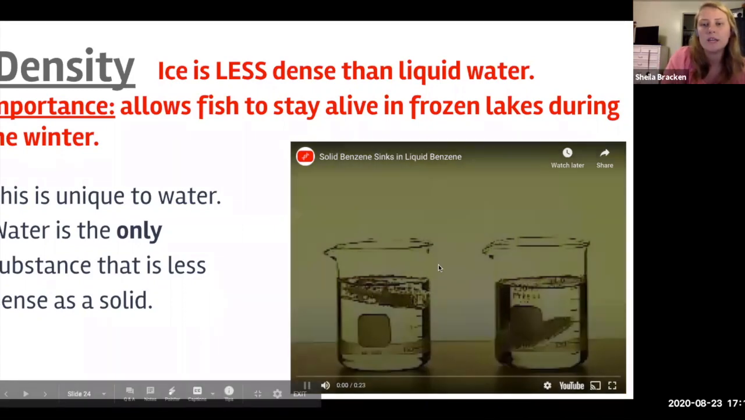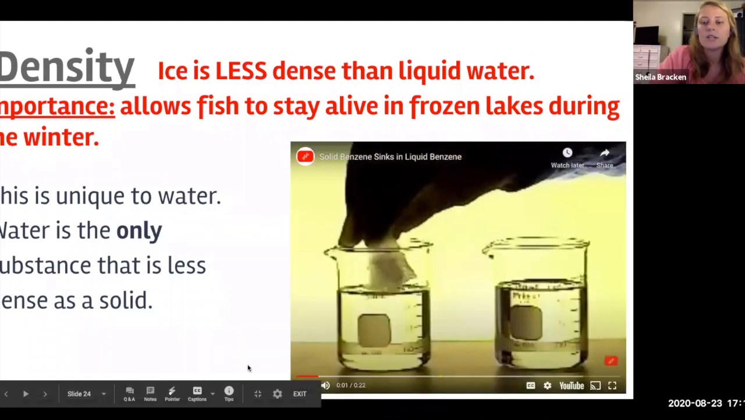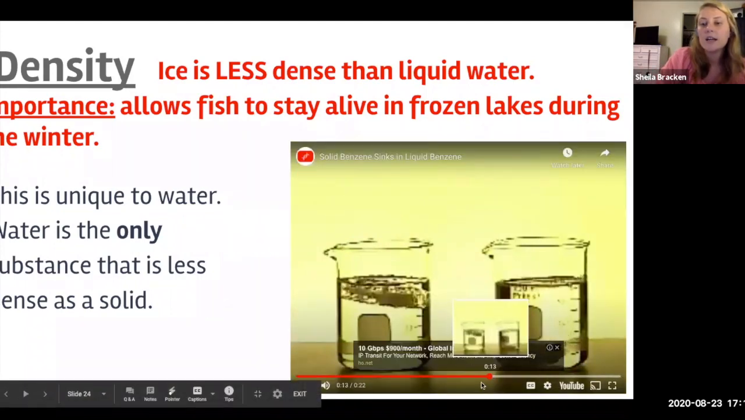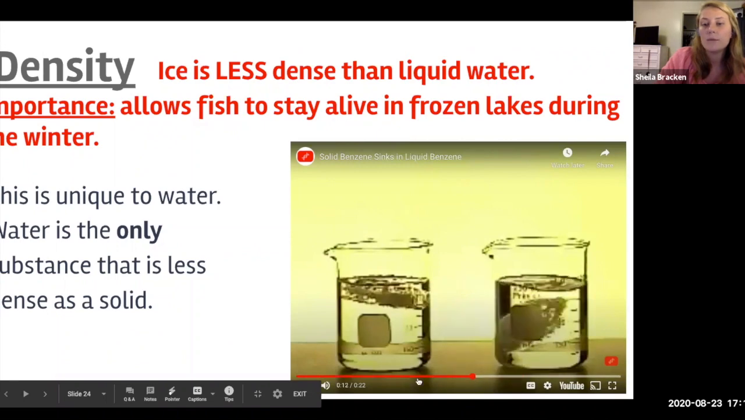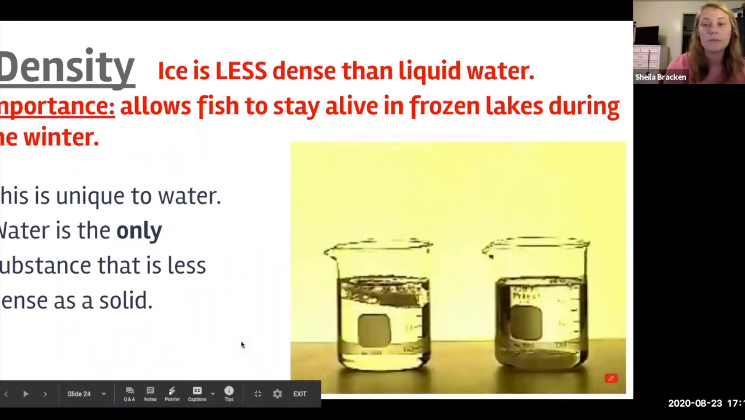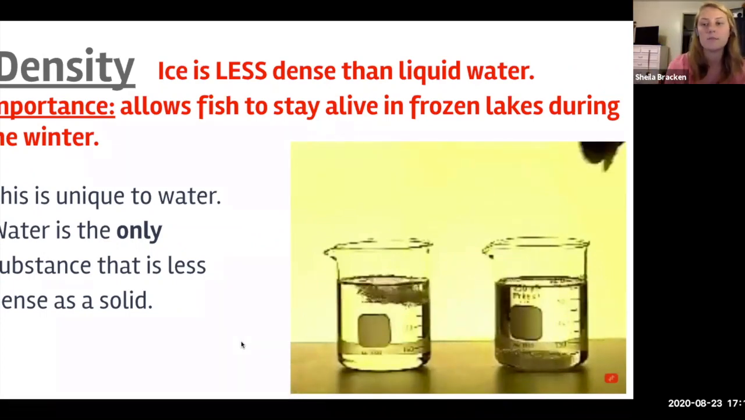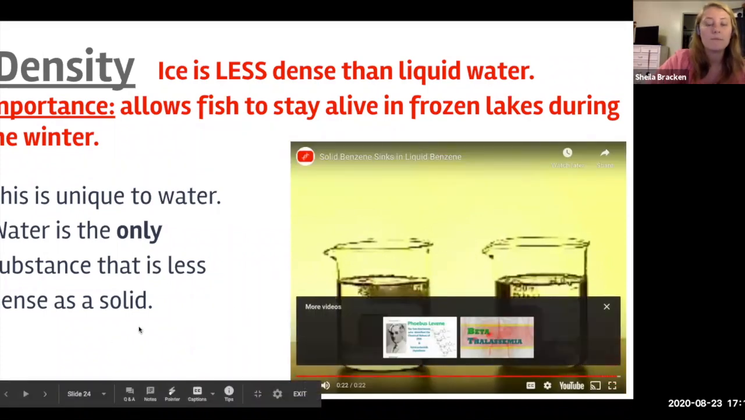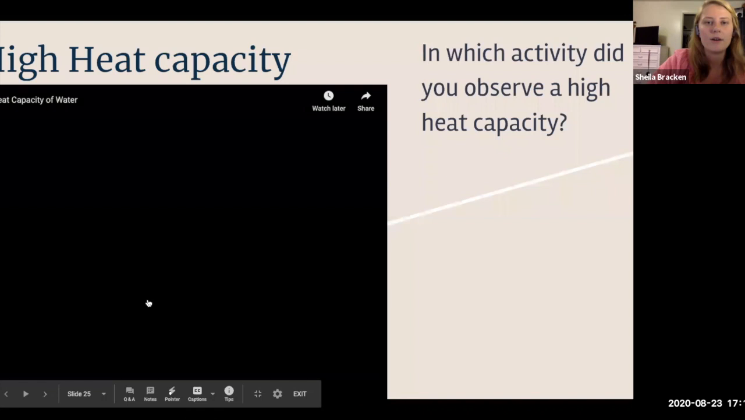Let's watch this short video. The first is just simply him putting ice in water like you saw in your lab. Later, he puts what we know as benzene into liquid benzene, right? And as you can see, it sinks directly to the bottom. I know they both look like water, but that second one is not water, it's benzene. So this is a unique property to water, and it makes water really cool, and it's very important and unique to us staying alive on our planet.